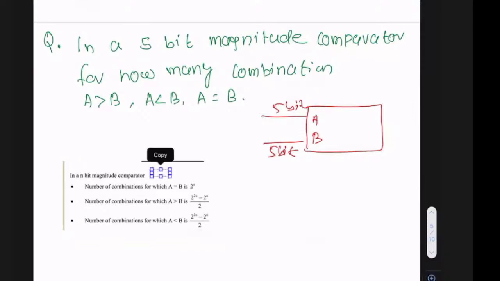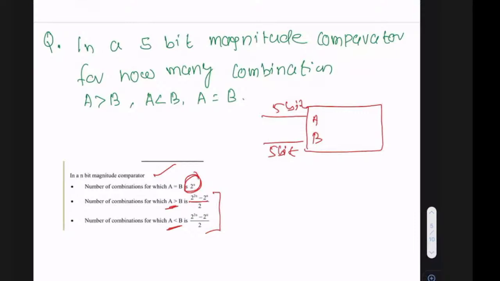In an n-bit magnitude comparator, A equal to B is for 2 raised to power n number of combinations. And for A greater than B and A less than B, the number of combinations are equal, that is (2 to the power 2n minus 2 power n) divided by 2. The same is the formula for A less than B as well. With respect to this particular question, you simply substitute n equals 5.